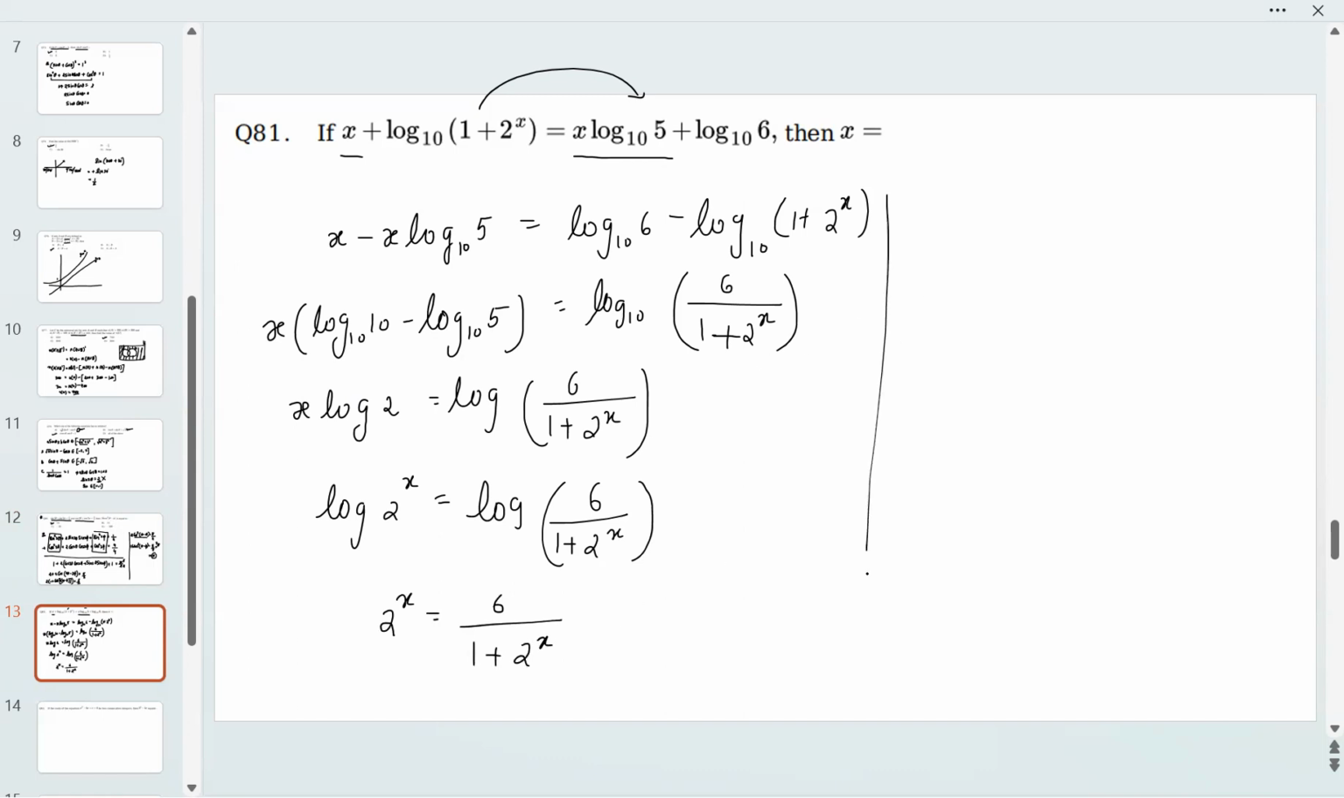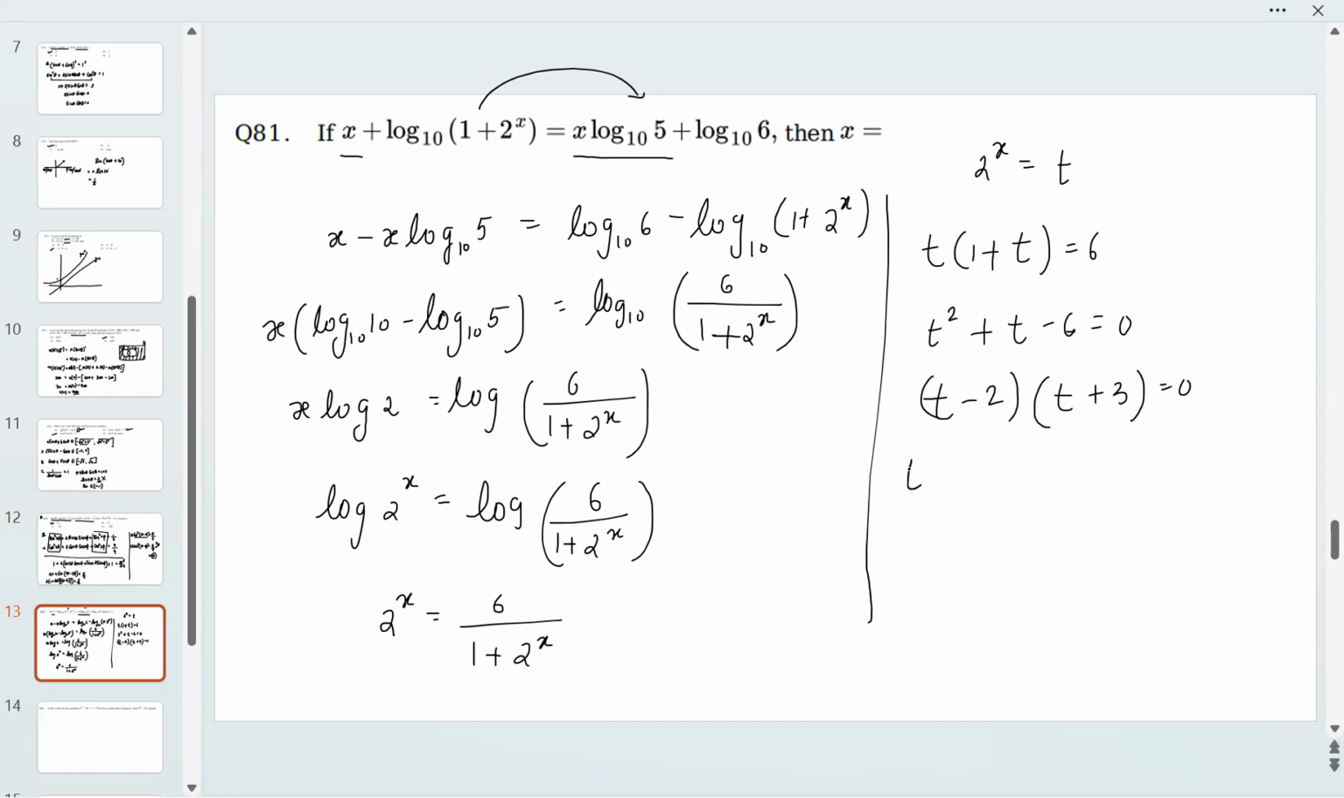Now, important step, to make the algebraic expression simple, we will use substitution 2 raised to x equal to t. So if we cross multiply here, I will get t into 1 plus t is equal to 6. So I will get a quadratic equation, t square plus t minus 6 equals 0. The factors of this quadratic are very simple. This is t minus 2 into t plus 3 equals 0. So we get the value of t as 2 and t equals minus 3.